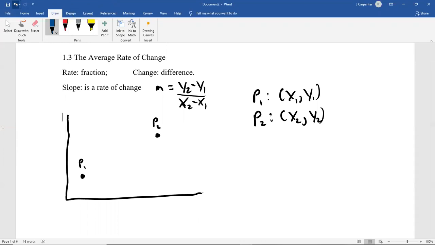So if this is point 1, then on the x-axis, that has to be x1. And if this is point 2, on the x-axis, this has to be x2. On the y-axis, very similarly, this height would have to be y1, and this height would have to be y2, because that's how coordinate pairs work. They tell you how far left, right, up, or down you go. The first one being the left or right, the second one being the up or down. And then we could connect those points with a line.